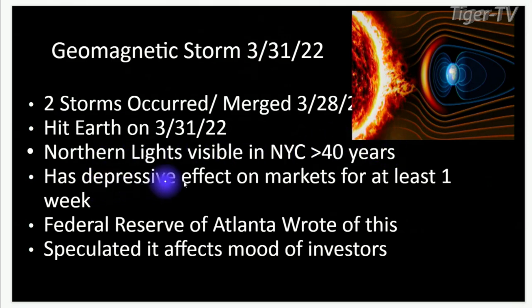This has a depressive effect on markets for at least one week. I think in this case, it's even more. The Federal Reserve of Atlanta wrote about this, and I'm going to talk about statistics and data from them. You may think it's weird that the Fed is talking about geomagnetic storms, but they understand how these things affect markets. Believe me, Larry. I strongly believe that they look at the astrology and the cycles, too, and this is proof of it. The Fed speculated that this affects the moods of investors. In other words, it creates a negative mood on investors.